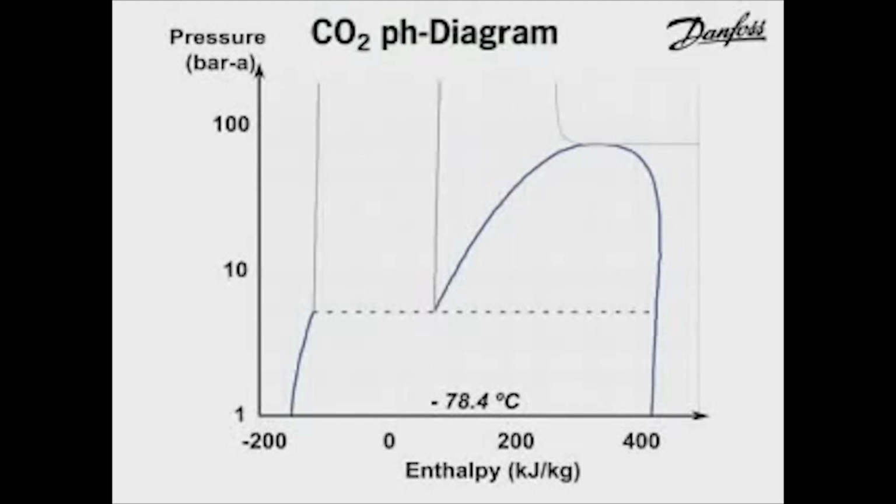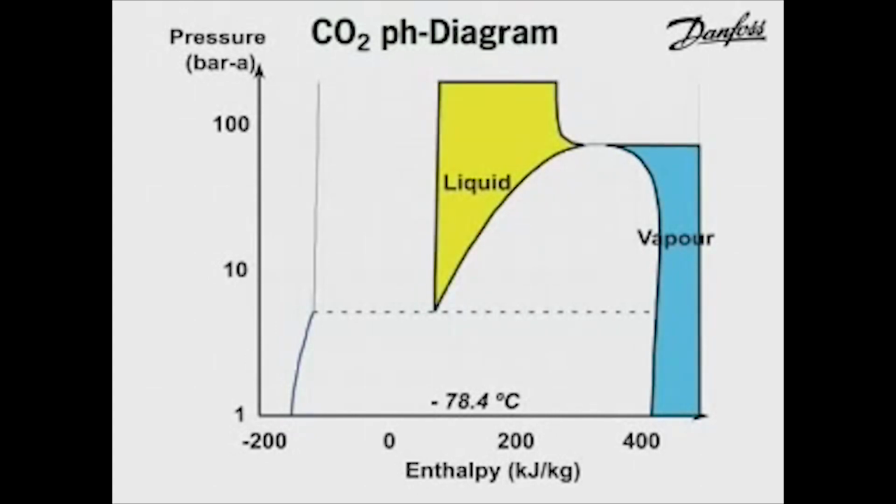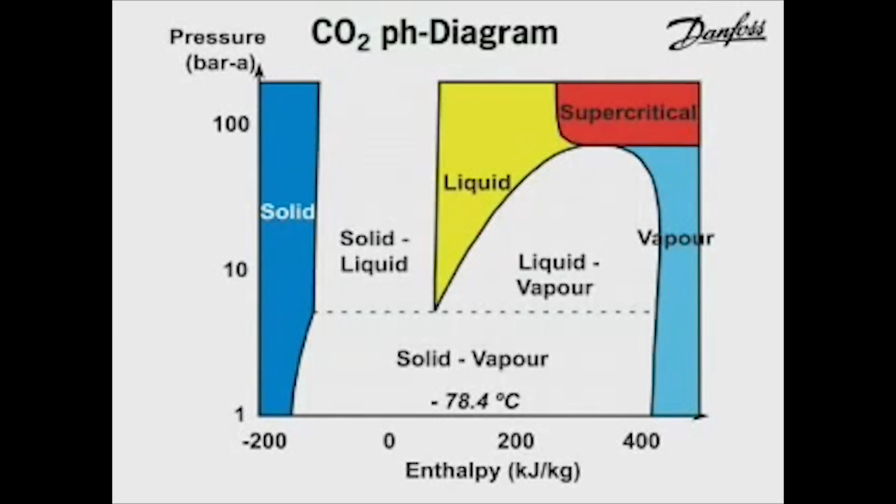For refrigeration purposes, the pressure enthalpy diagram is commonly used. For CO2 applications, this diagram has to be extended so that the solid and supercritical phases are included. The coloured areas indicate the different phases of CO2, namely vapour, liquid, solid and supercritical. The triple point is here. The critical point is here.